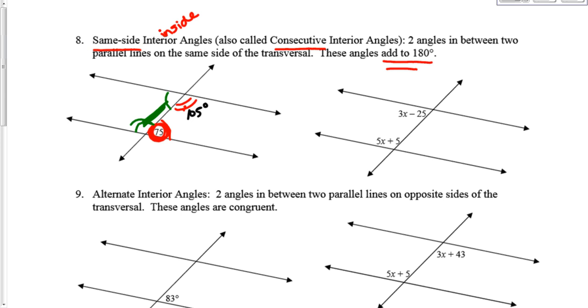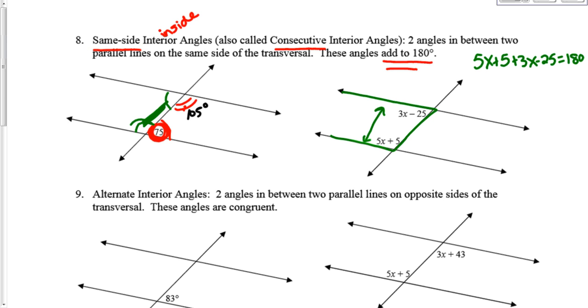Taking a look over here, these two angles are indeed on the same side of that transversal, and they're sandwiched in between the parallel lines. So they are same side interior angles, and they add to 180 degrees. So here's my equation. I literally add them up so they equal 180 degrees, and I can solve.